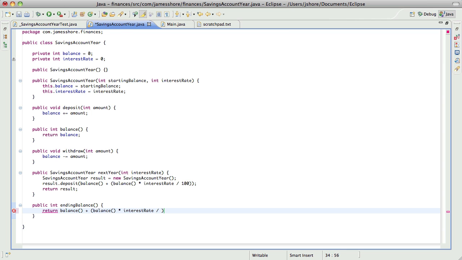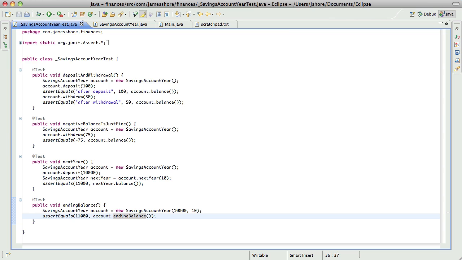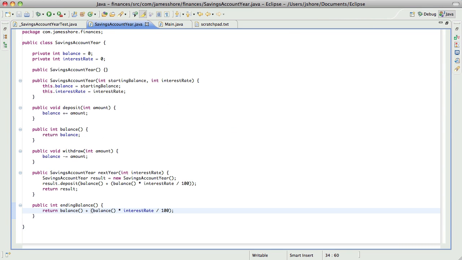By the way, I think the reason it didn't work last time is because of some sort of interaction between floats and integers and rounding and so forth. I'm not going to try to figure that out because that's also a consequence of my primitive obsession. I think this will work. It did. Great. Okay, so now we've got that working.